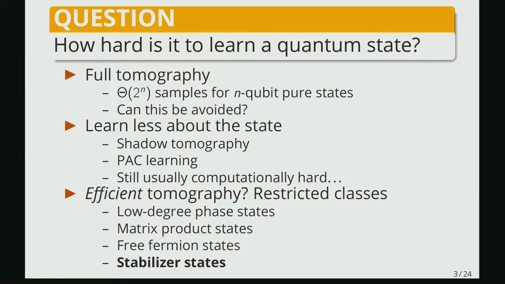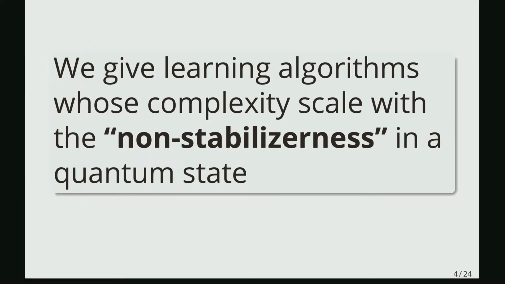To briefly summarize what this talk is going to be about and what we achieve in these works, we give a variety of new learning algorithms for classes of quantum states that generalize the set of stabilizer states. And the common thread in these algorithms is that the runtime, the complexity of the learning, scales with some measure of the amount of non-stabilizerness in the state. Of course, in the next few slides, I'll explain what I really mean by non-stabilizerness, but this is the high-level intuition.